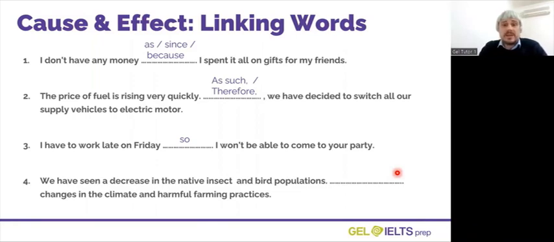In this sentence, we could use "this is due to" or "this is down to." We are introducing the reason for decreases in insect and bird populations.